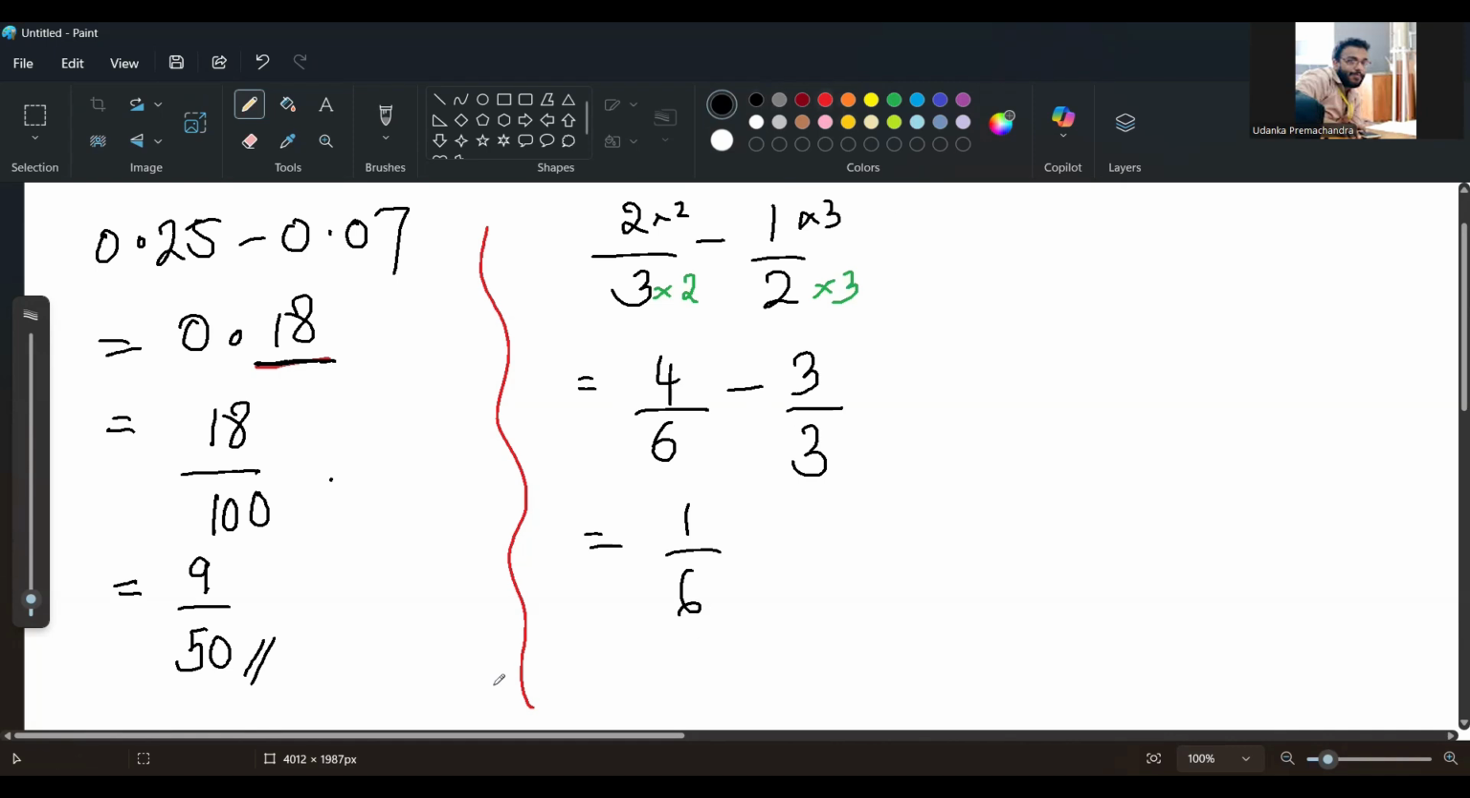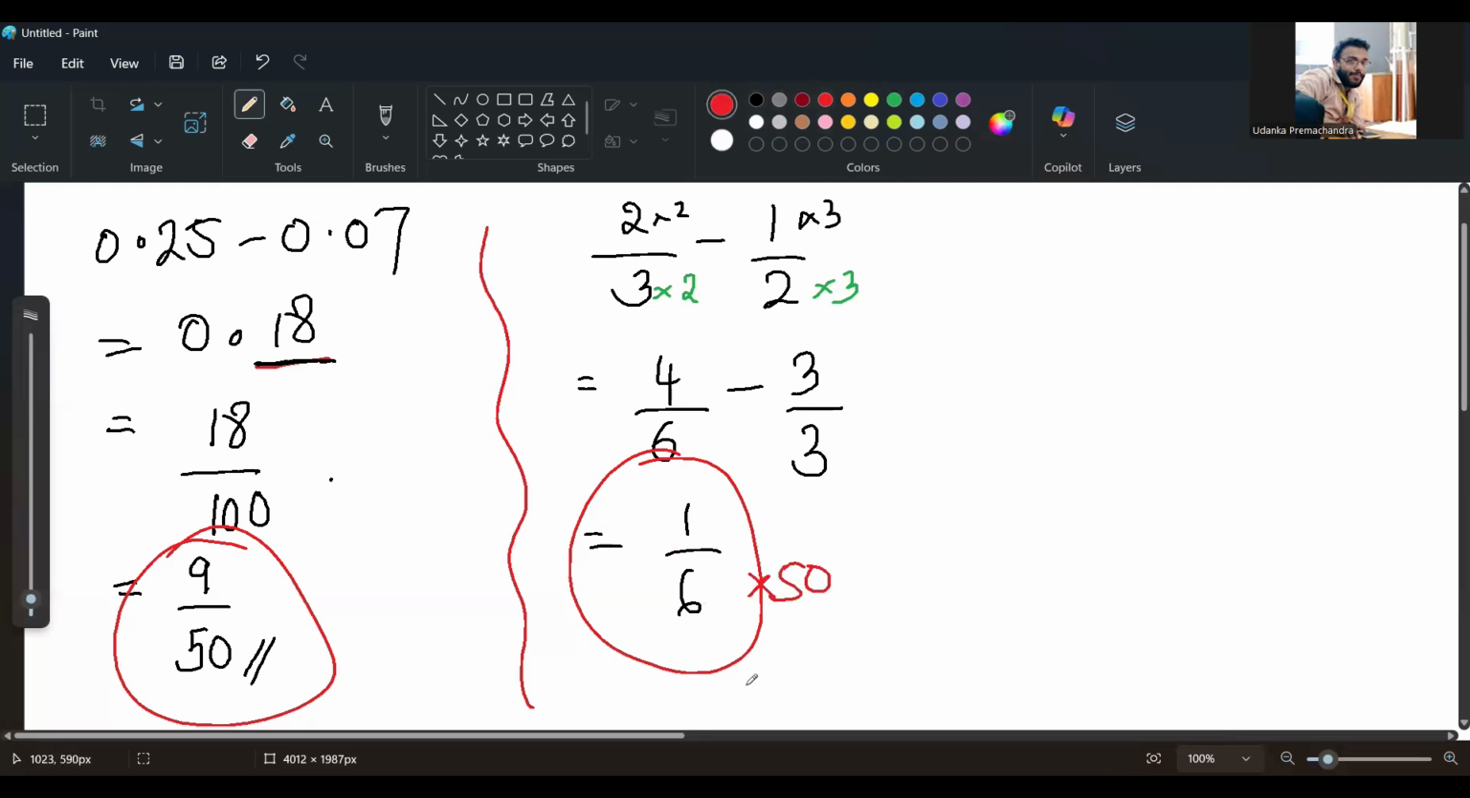So what is the largest value? 1 over 6, so 9 over 50. How do you consider? You can take a common denominator. 6 and 50. What should be the common denominator? It should be 300. You can multiply this one by 50. You can multiply this one by 6.